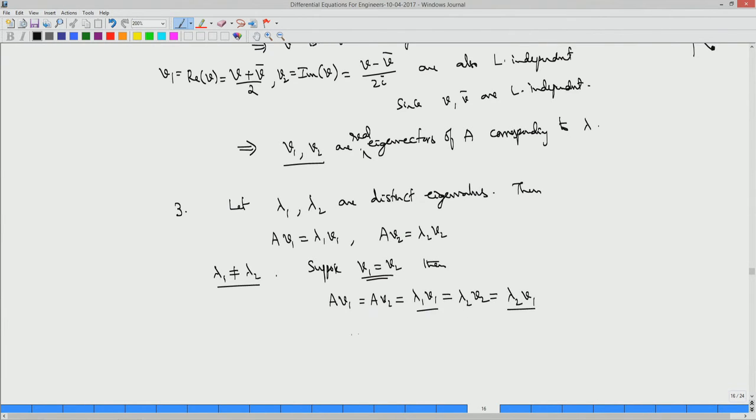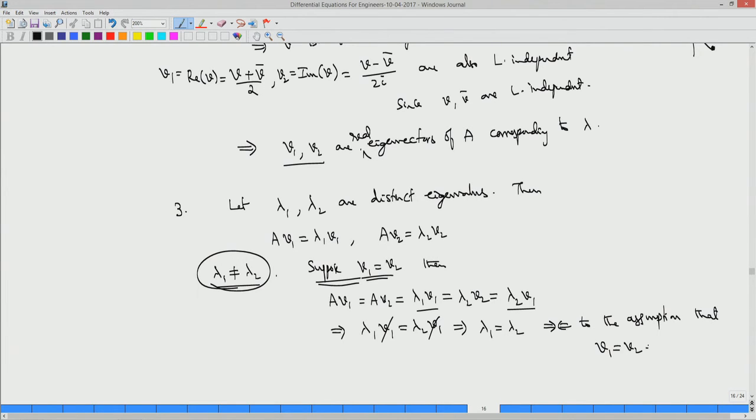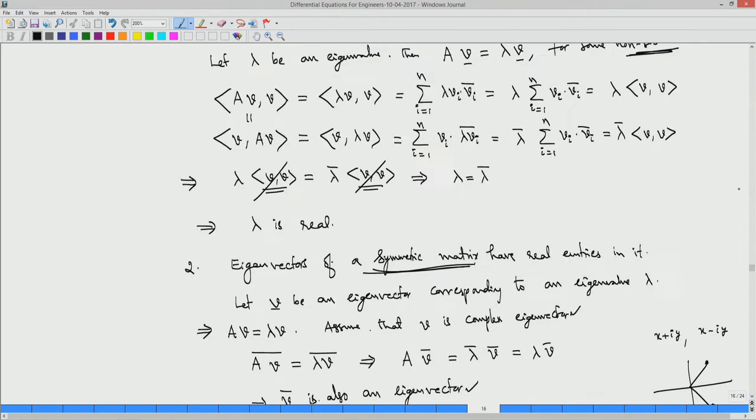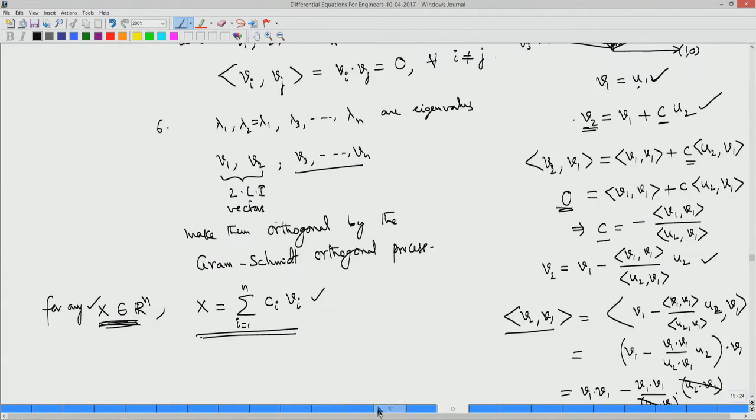So, if you consider these, it implies you have lambda 1 V1 equal to lambda 2 V1. V1 is an eigenvector, so it is non-zero. So, you can cancel it on both sides, and that will give me lambda 1 equal to lambda 2, but we are given that they are not the same. So, that means by contradiction we can show that the eigenvectors are also different. This assumption is wrong, it is a contradiction to the assumption that V1 equal to V2. So, V1 cannot be equal to V2. This is how you see the property which we listed in the last video.